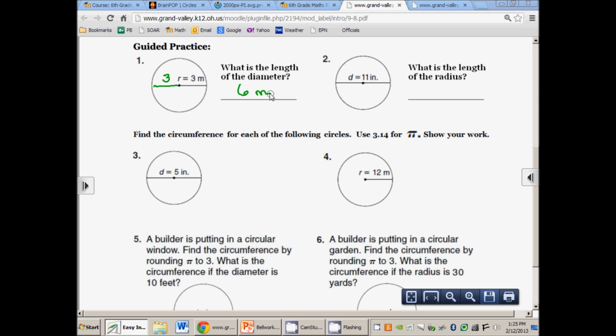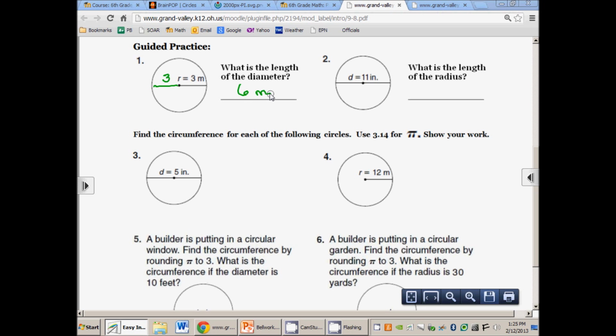Sonic, can we go backwards then? If we know the diameter is 11, you know the length of the radius? Can you solve this for me? Or how would you find it if you don't know what half of 11 would be? You could divide it by 2.